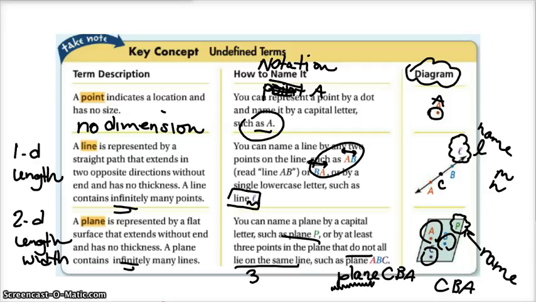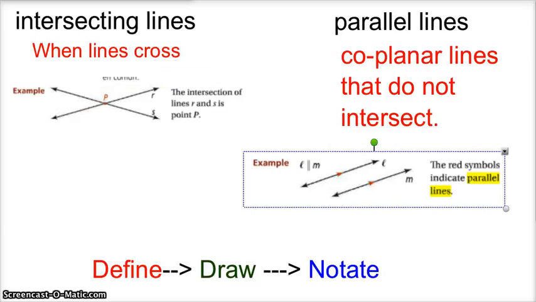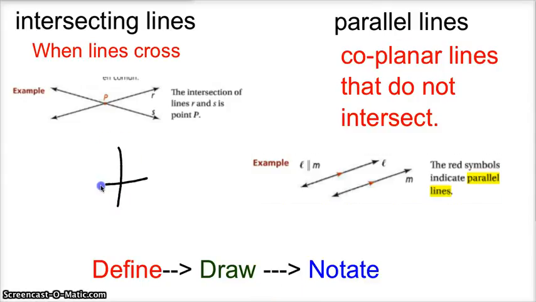Intersecting lines. Intersecting lines are when lines cross. They can cross in any which way. But intersecting is that they cross. They have a point of intersection. Here it's being labeled as a P.